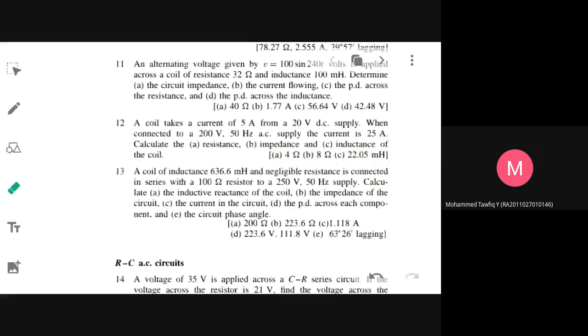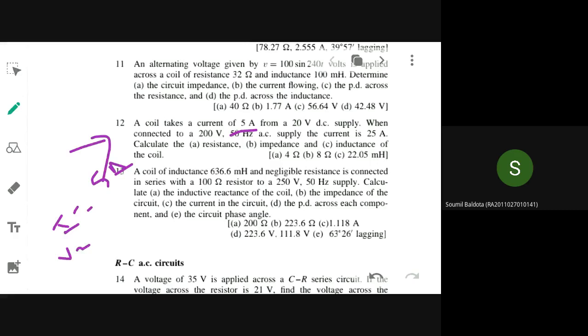Come on, tell me which problem we will solve. We'll solve problem number 12. This one. What are the things that are given in the problem? Current and voltage from the DC supply. Yes, current is equal to 5. Then voltage is equal to 50, 20 volt, hertz, DC supply.